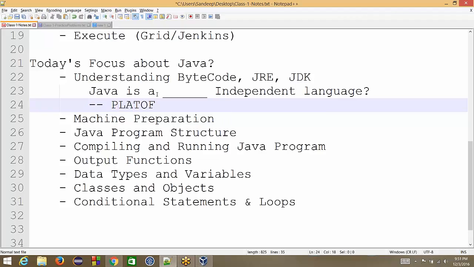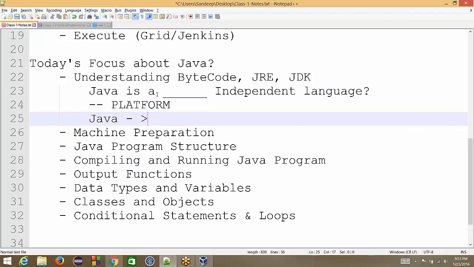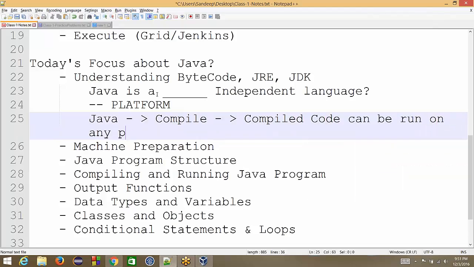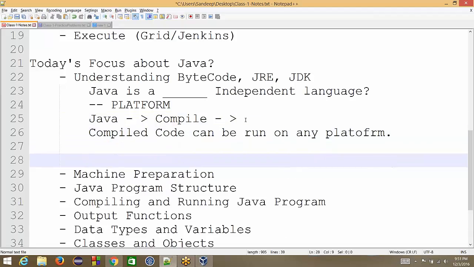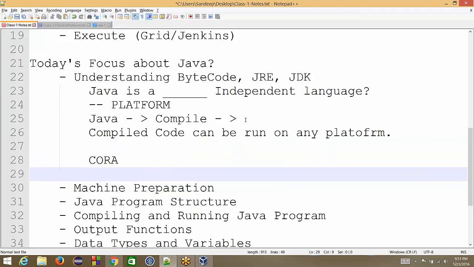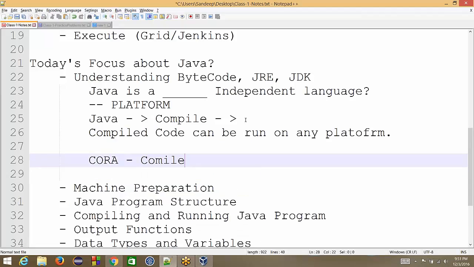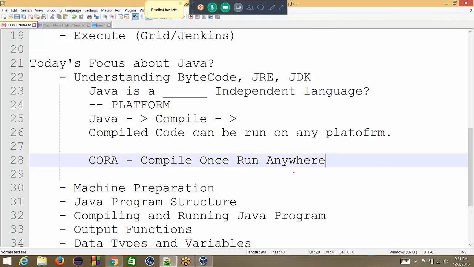So this is called platform independent, and the reason it is called platform independent is that you write Java code, compile it, and once you have compiled, the code can be run anywhere, on any platform. And here when we say platform we mean Windows, Mac or Linux. Sometimes this property is also called CORA. Java supports CORA, which is compile once, run anywhere.